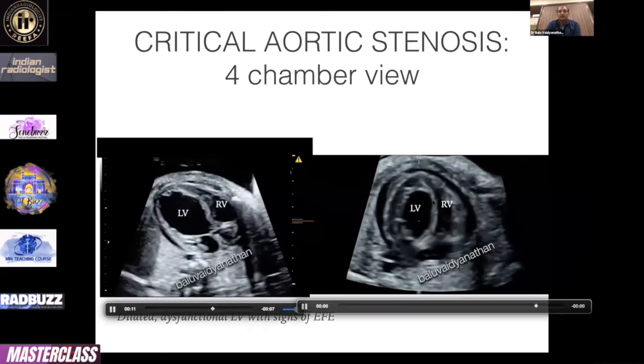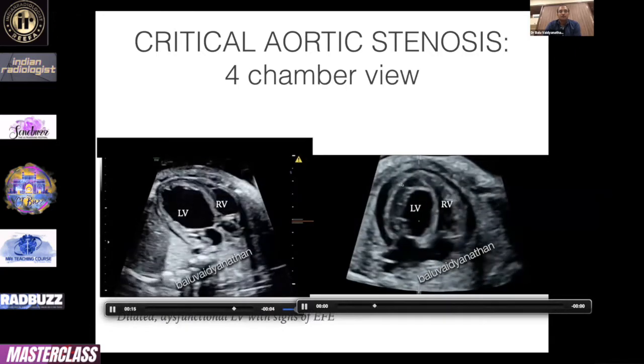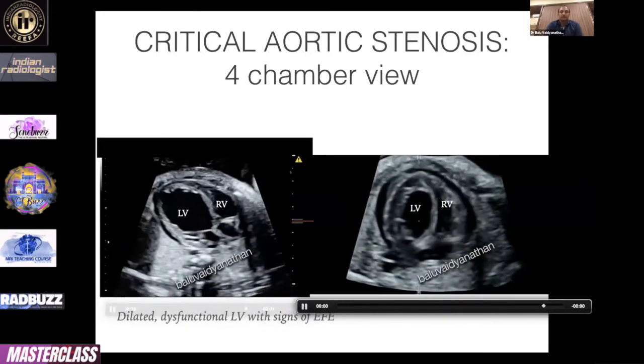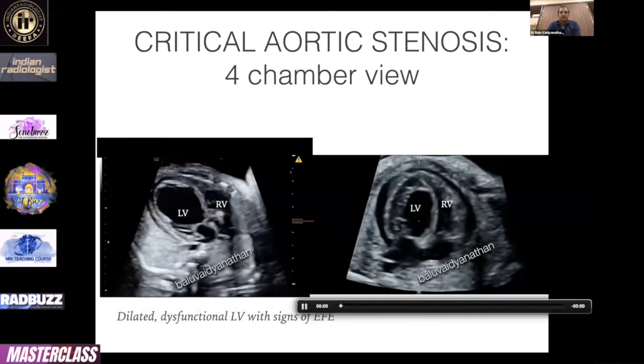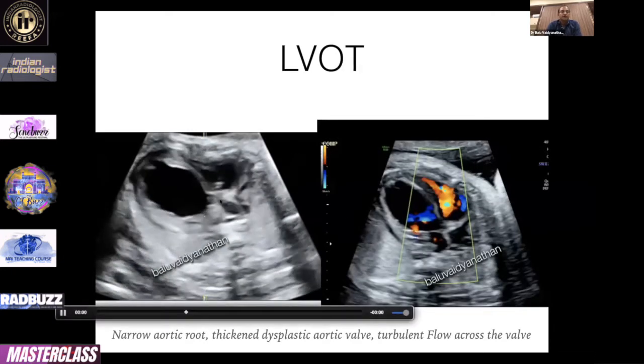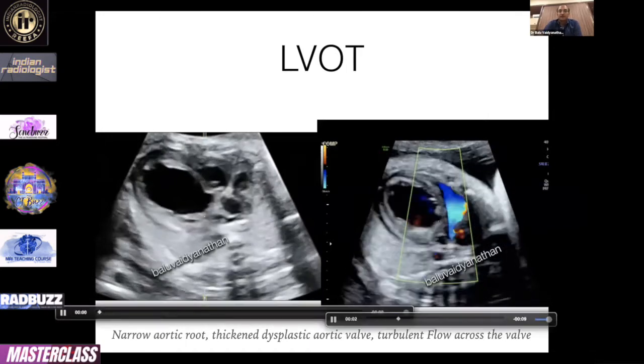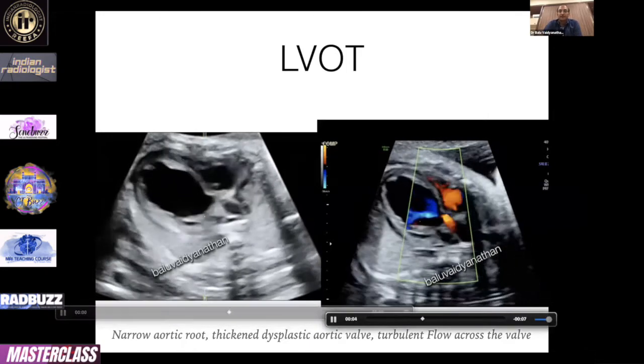And this is another picture here. You see that the LV is dilated, but in this particular case, compared to this one, the walls are thicker and look good. And there's some rim of pericardial effusion also. Now let us look at the left ventricular outflow tract. This is the LVOT, and the aorta looks quite small. And look at the aortic valve. The aortic valve is quite thick, and the movement is also significantly reduced. And when you put color Doppler, you see that there is a turbulent flow across the aortic valve.